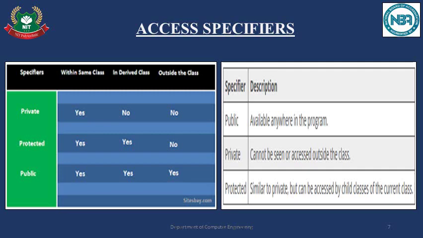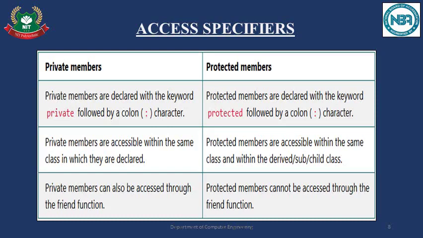Now here a description table is given. Public, as we have seen, is available anywhere in the program. Private cannot be seen or accessed outside the class, but within the class we can access it. And protected is similar to private but can be accessed by the child class of the same or current class. So here we see the difference between private access specifier members and protected access specifier members.